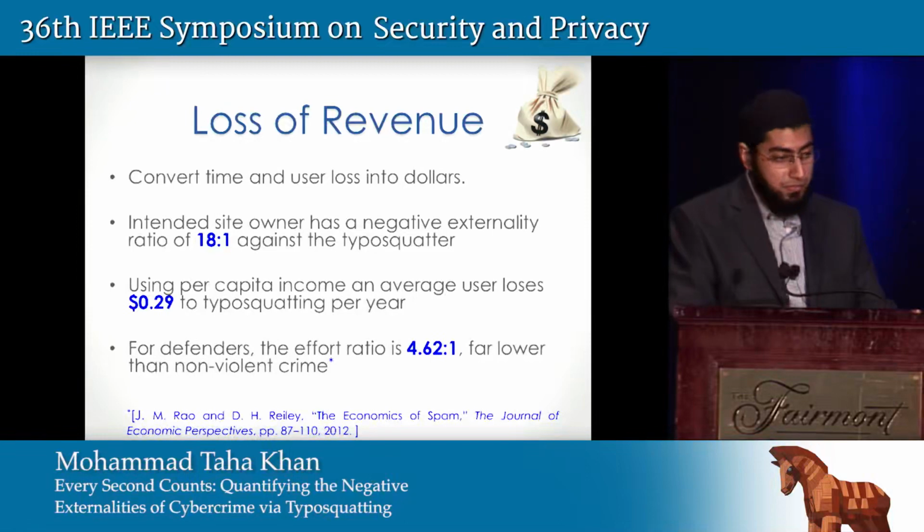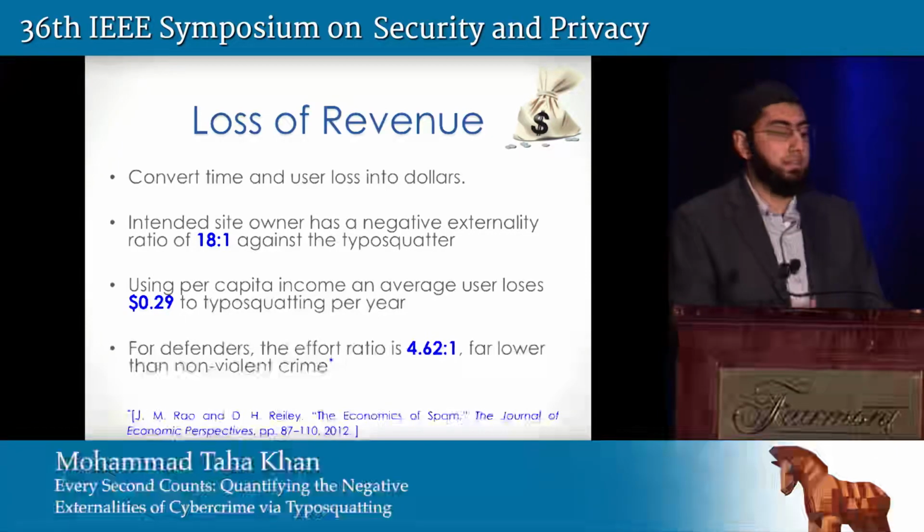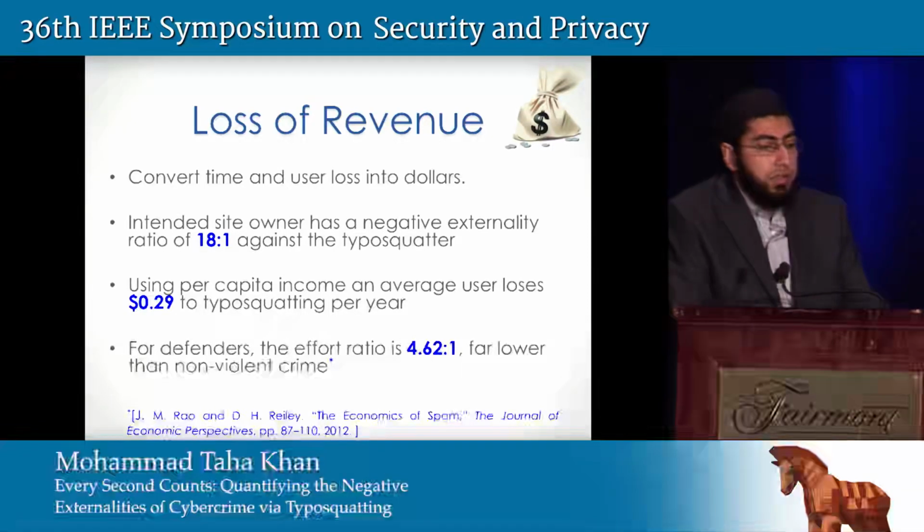Now it's also important to consider the loss of users that are browsing the websites. And by using per capita income and the average delay times, we boil down to a number of 29 cents that is lost due to typosquatting per year. We also evaluate the defender ratio, which comes out to be 4.62:1, which is far lower than the negative externality ratio of nonviolent crimes.